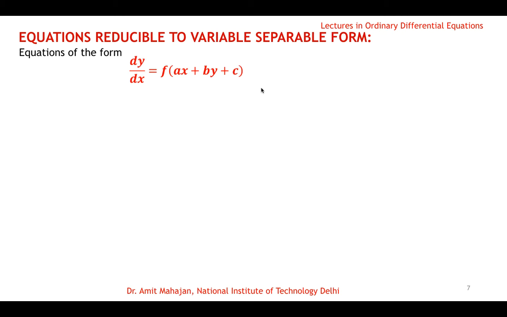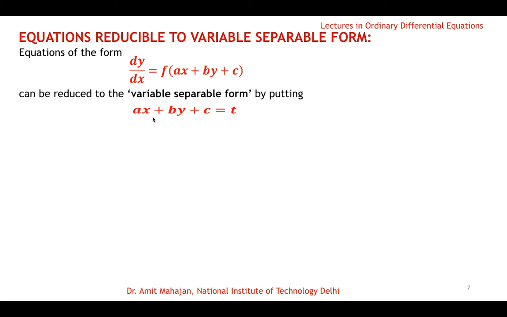So if we substitute ax plus by plus c equal to t, then the right hand side becomes a function of t. And this dy by dx we can calculate from here and substitute. If I differentiate this with respect to x, this will be a plus b times dy by dx, the derivative of c with x is 0, equals dt by dx. So I can calculate dy by dx from here as 1 by b times dt by dx minus a, and that value of dy by dx we can substitute on the left hand side, and ax plus by plus c as t.